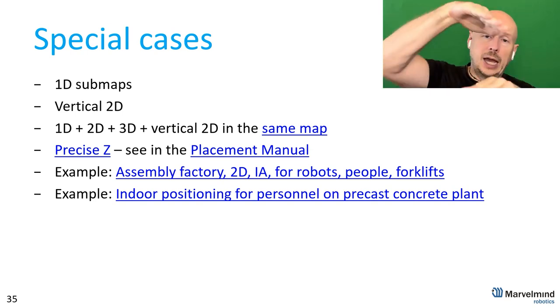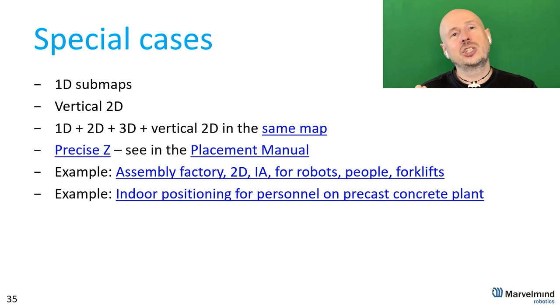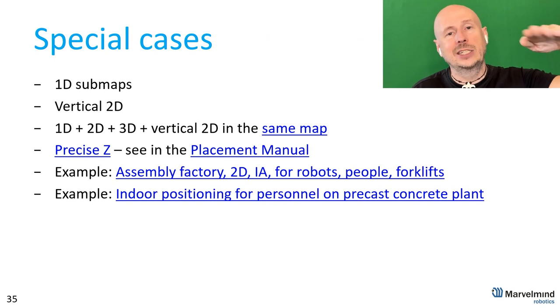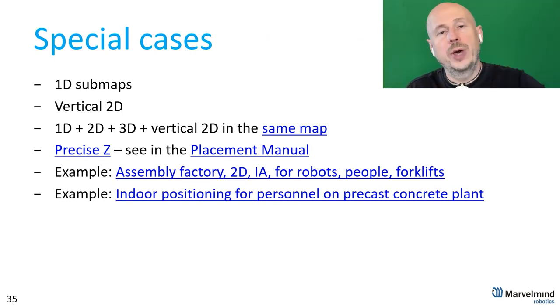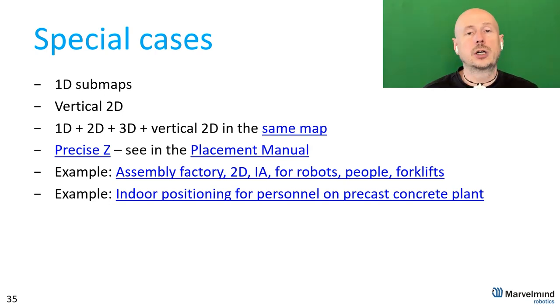Of course, there will be some kind of, not a jump, but kind of a distortion when the mobile beacon is moving from 1D to 2D, from 2D to 3D, from 3D back to vertical 2D, some sort of distortion. But it will depend on the particular case, on how well you align the maps, etc. But it's possible to have submaps of different dimensions in the same map.